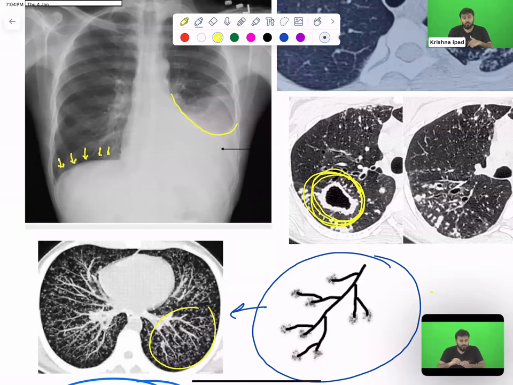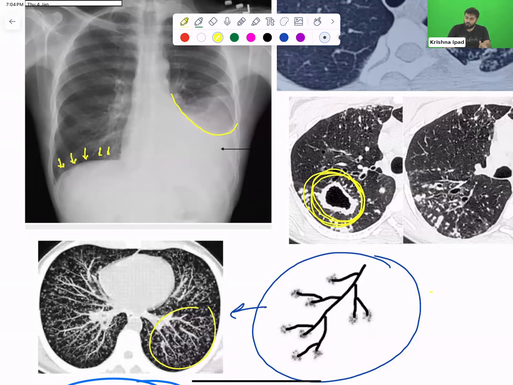Abhi ye dekho. This will cover up your respiratory part. This will cover up your internal medicine part. This will cover up your pathology part also. Okay. Now, before we close up for today, we will discuss one more topic over here.